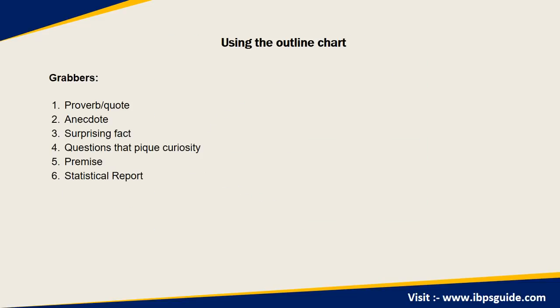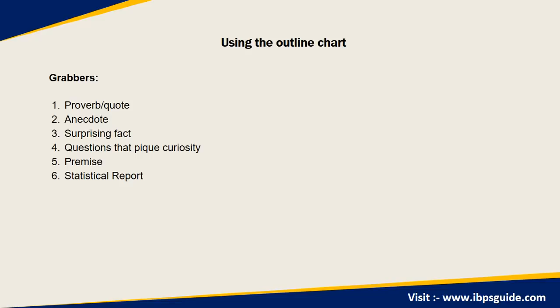Like I said earlier, grabbers will be the first sentence in your essay. It can be any one of these 6 types. It can be a proverb or a quote, anecdote, fact, question, premise, or statistical report. When using proverbs or quotes, you need to be a little bit careful because there is a risk that you might be using a very common proverb that a lot of other candidates will be using. In that case, it does not serve the purpose.